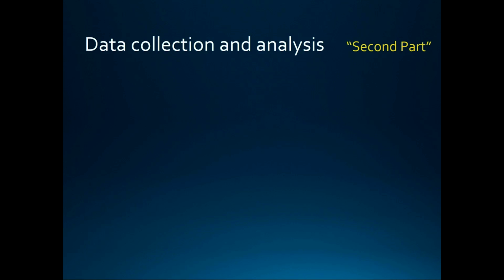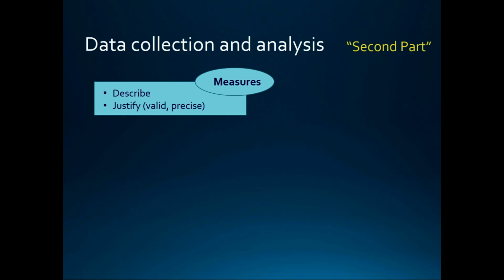Okay, let's move on now to discuss what I think of as the second part of the methods, where the authors describe their data collection and analysis. In this part, the measures, the instruments and questionnaires used to collect and record data are described and, where possible, justified as valid and precise. Ideally, they're shown to have these qualities in the population being investigated in the study.